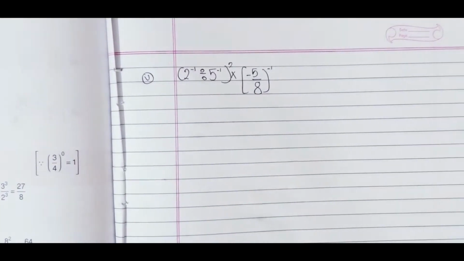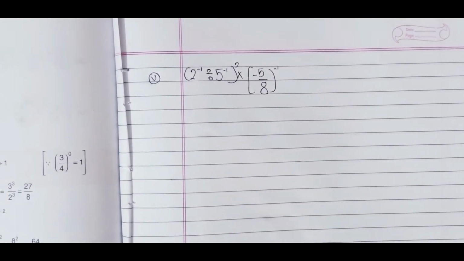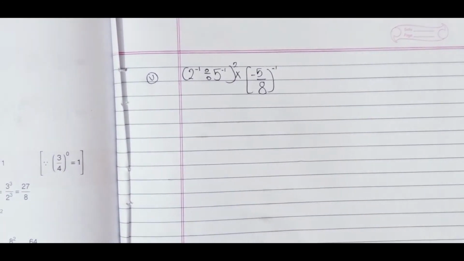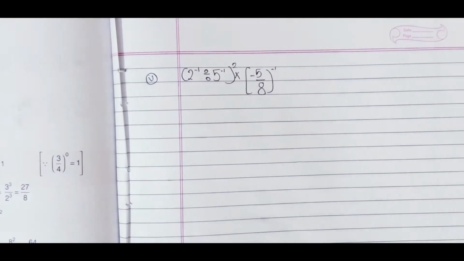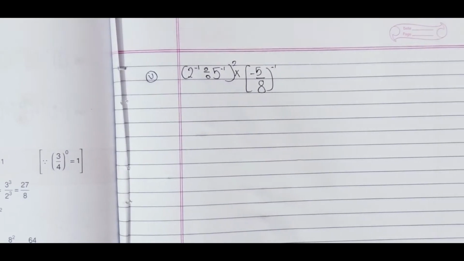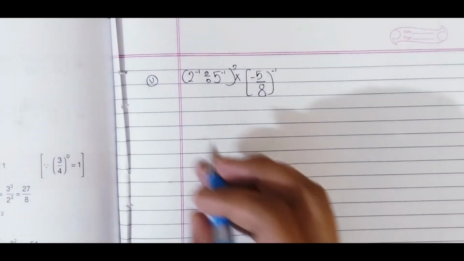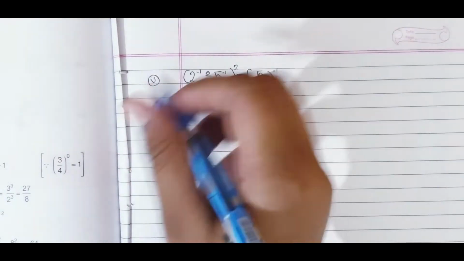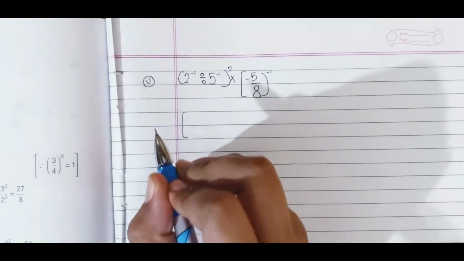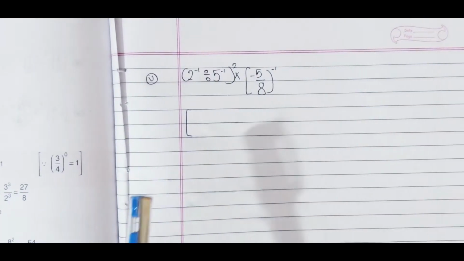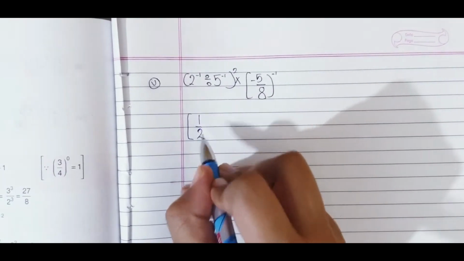So guys, our fifth question is (2 to the power minus 1 divided by 5 to the power minus 1) to the power square into (minus 5 by 8) to the power minus 1. So first we have to reciprocal the rational numbers inside the bracket. So 2 to the power minus 1 will be half to the power 1. So I am not writing 1 here.